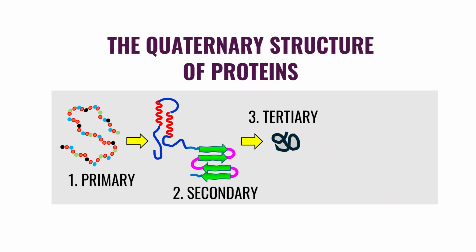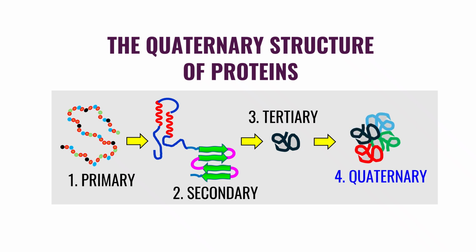In many proteins you will see more than one polypeptide. Two or more polypeptides are required for its activity. These polypeptides must be in their tertiary structure. So this type of multimeric structure of protein is known as quaternary structure.